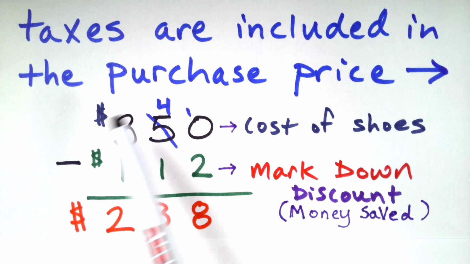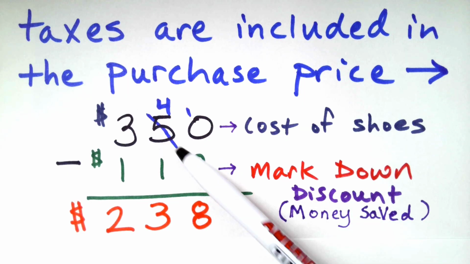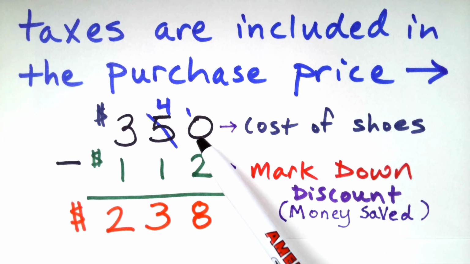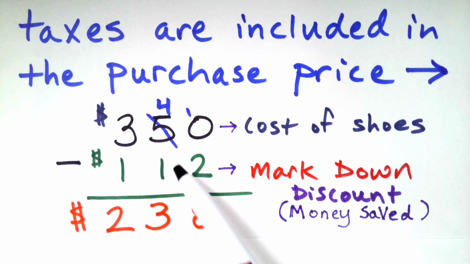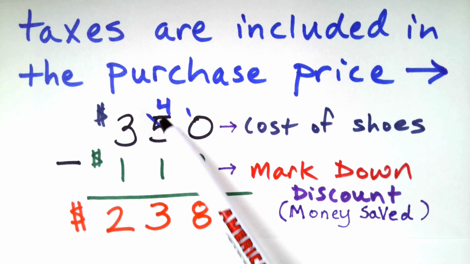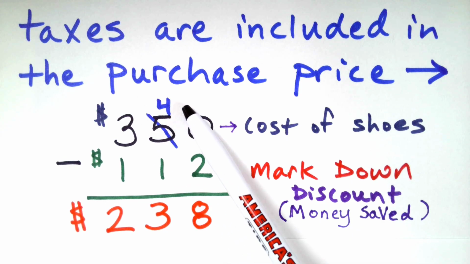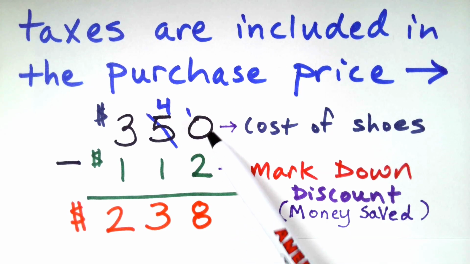So let's subtract 112 from 350, right? I cannot take away 2 from 0. So I have to borrow from the tens place, right? The 0 is in the ones place, 5 is in the tens place, 3 is in the hundreds place. So I borrow from that 5, it turns into a 4. So if I borrow 10 here, I can move that over, put that 1 next to a 0. I have my 10 value right here. Now I can subtract 2 from 10.